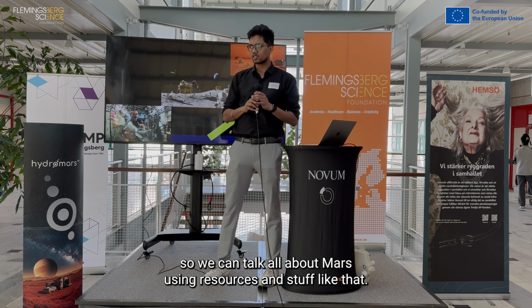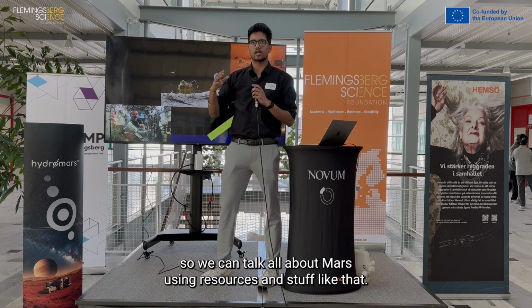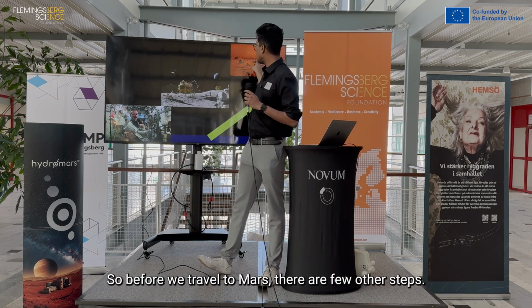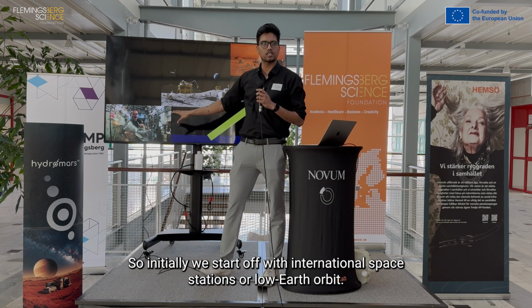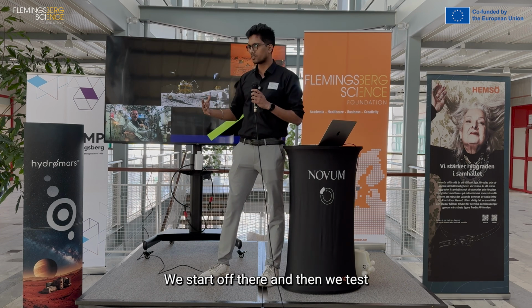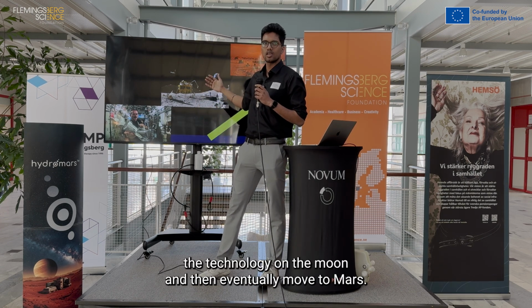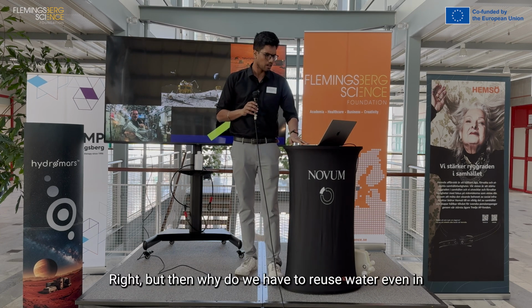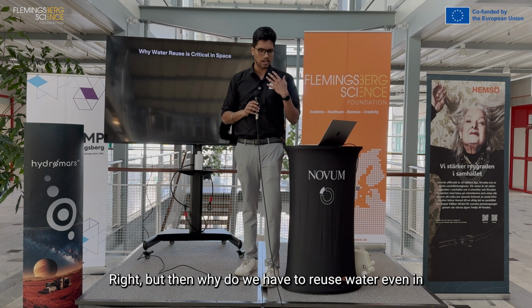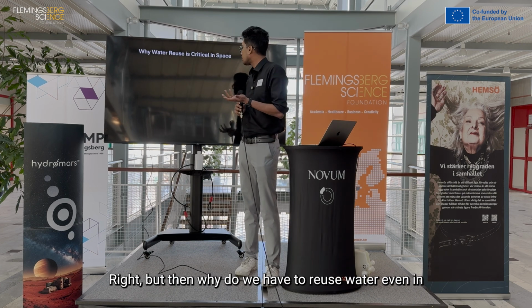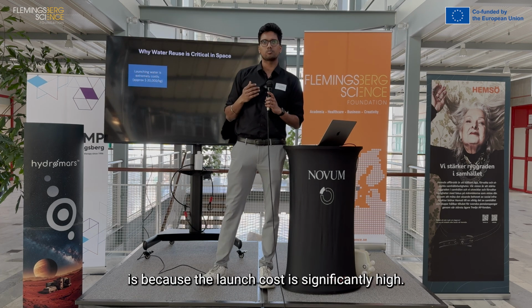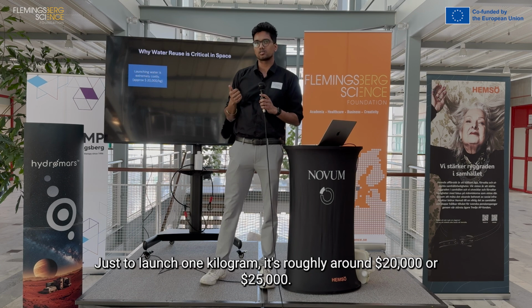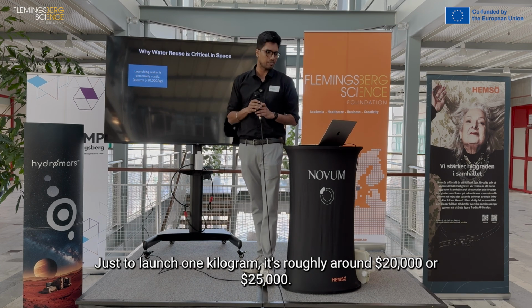We can talk all about using Mars resources and stuff like that, but that might be a few years down the lane. Before we travel to Mars, there are a few other steps. Initially, we start off with the International Space Station or low Earth orbit. We start off there, then test the technology on the Moon, and eventually move to Mars, right? But why do we have to reuse water even in low Earth orbit? The reason is that the launch cost is significantly high. Just to launch 1 kilogram, it's roughly around $20,000 or $25,000.